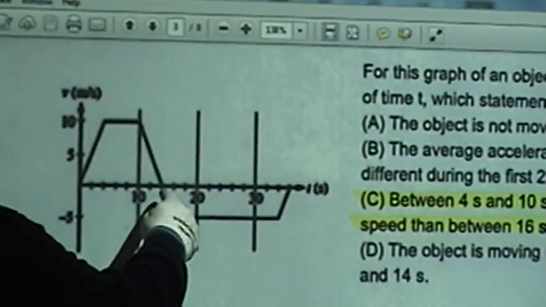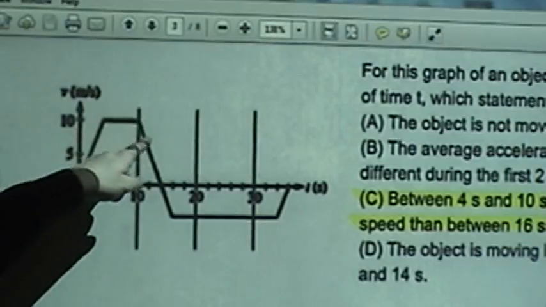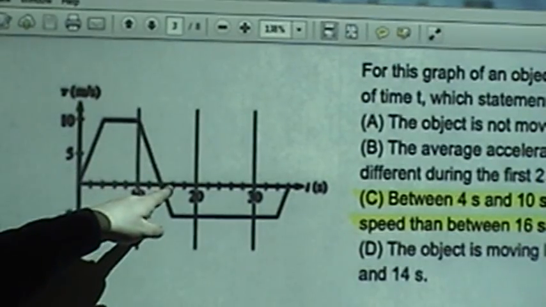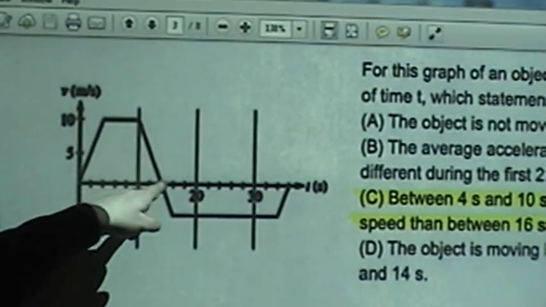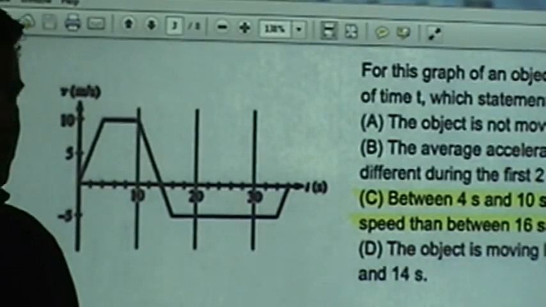From 10 seconds to 14 seconds, what's this person or object or thing doing? Decelerate. They're slowing down in the positive direction. This looks like one continuous line. That doesn't mean they're maintaining the same direction and speed, however.